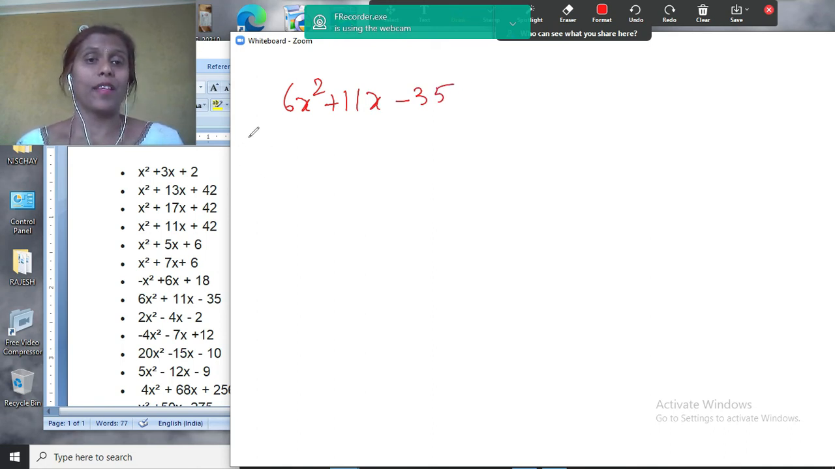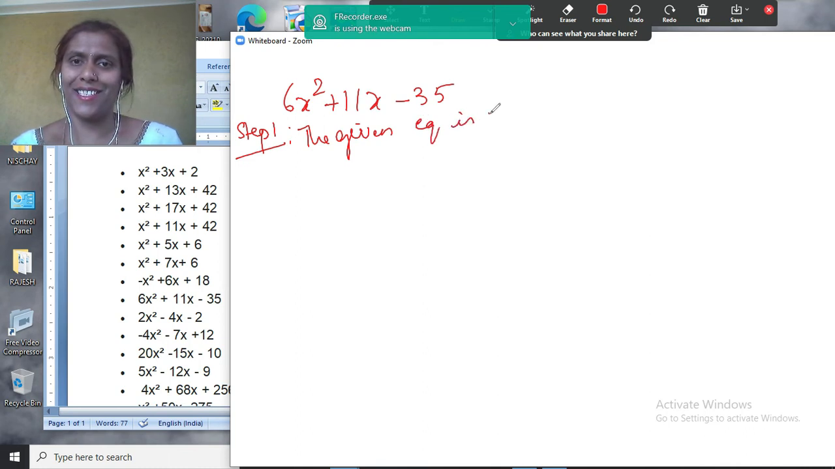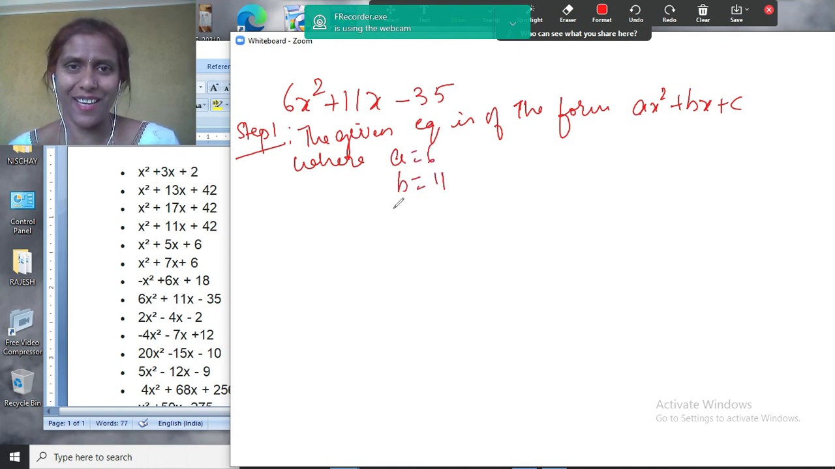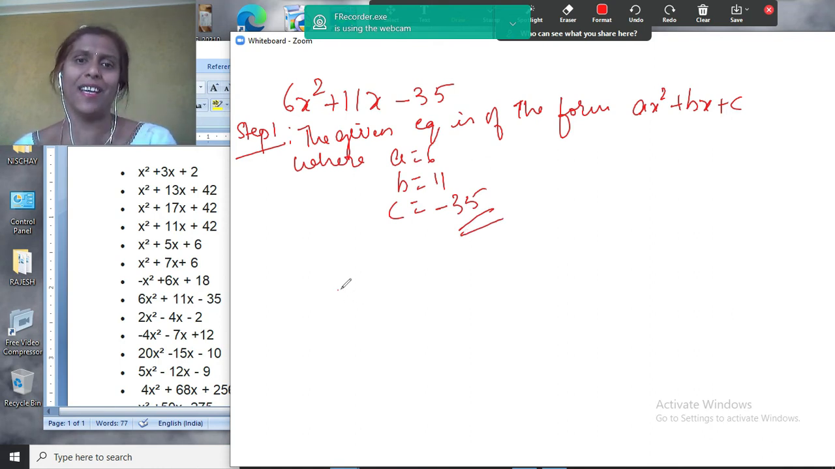Therefore, now step 1, the given equation is of the form ax square plus bx plus c, where you write down your a, b and c. a is 6, b is 11 and c is minus 35. Got it? How to find out a, b, c? Probably this should have been worked with the previous example also. Anyways, you guys can do it, I'm sure, because we've worked on plenty of examples.